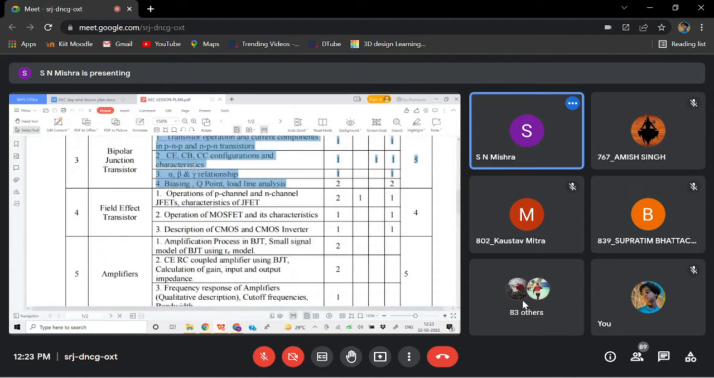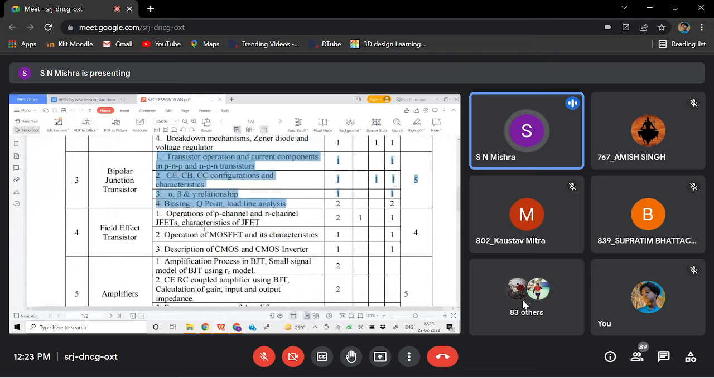Next, we have junction field effect transistor and MOSFET. Basically, some of the drawbacks of the transistor are overcome by the JFET. Full form is junction field effect transistor. And here also we'll see the operation of P channel and N channel, two types of JFETs, and characteristics of JFET. We'll see the difference between the PNP transistor, NPN transistor and JFET, and how it is improved from the transistor.